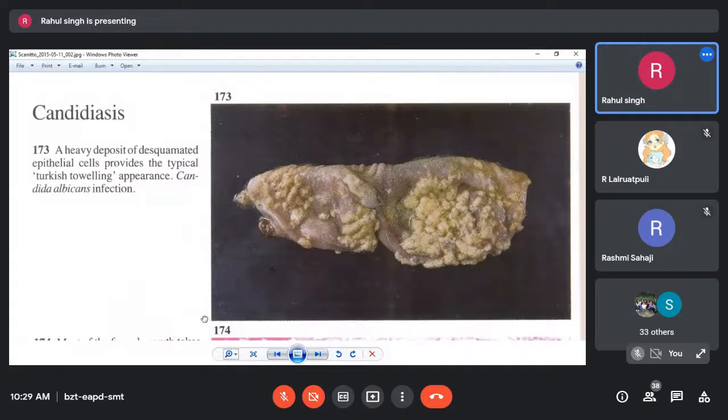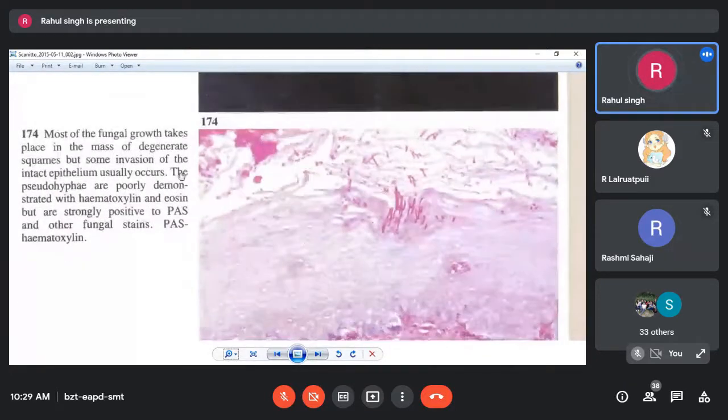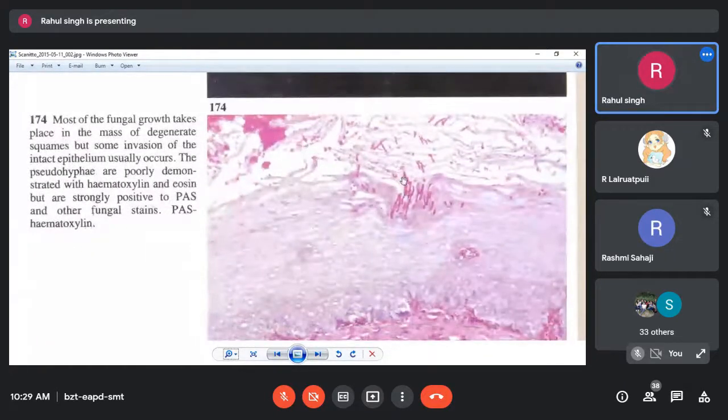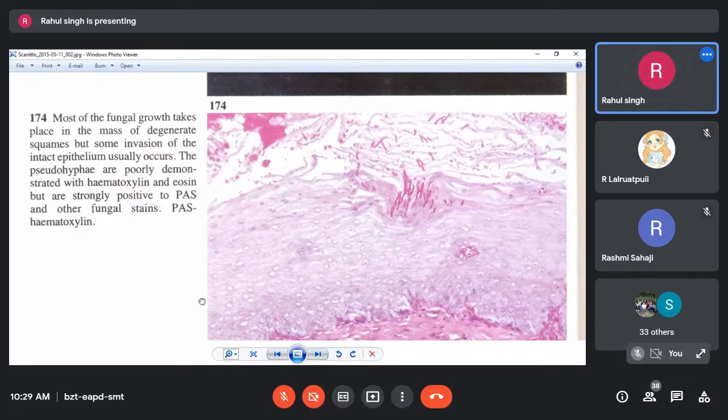Candidiosis, Candida albicans. And here we see the fungal hyphae demonstrated with periodic acid Schiff. You can see these purple pink colored structures. This is the superficial epithelium, and these are the fungi growing on the epithelium, which are demonstrated in pink color by the use of the periodic acid Schiff reaction.